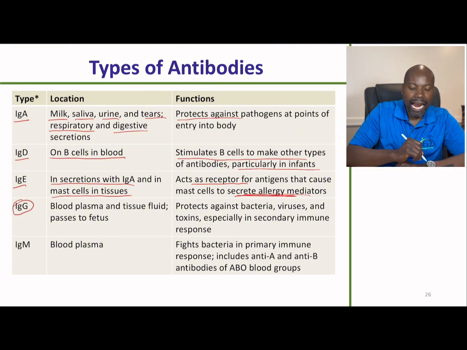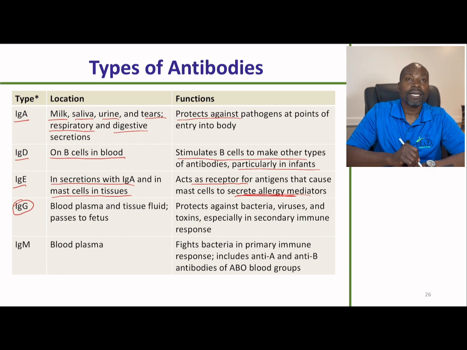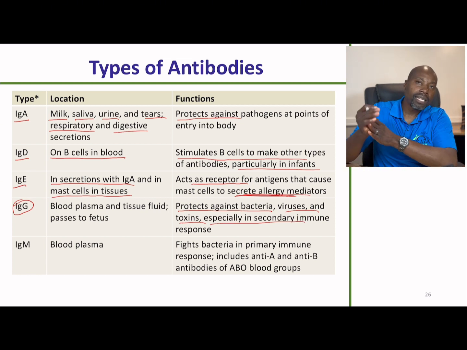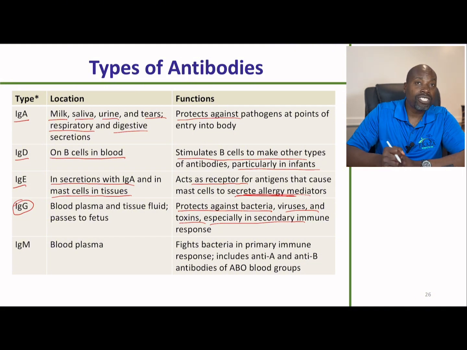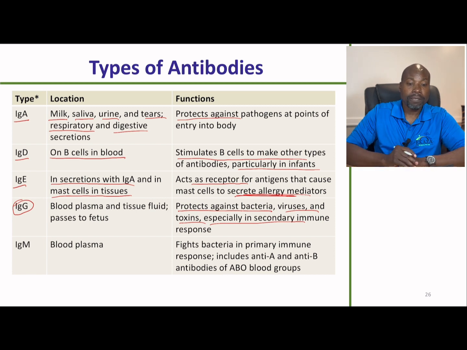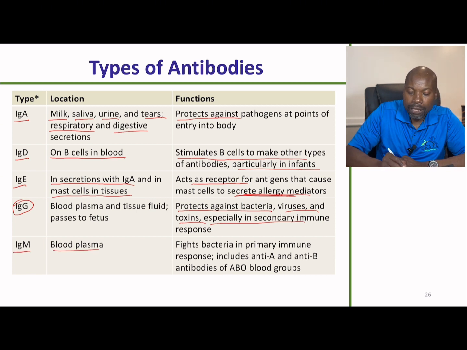How about IgGs? IgGs are the most abundant immunoglobulins that you are going to find circulating in the blood. They are going to protect against bacteria, viruses, toxins, and very specifically protecting in secondary immune response, right? For instance, when you have a vaccine, you have a first shot and a second shot. In the second shot, you're going to find a response of IgG that is going to be in huge amount, right?